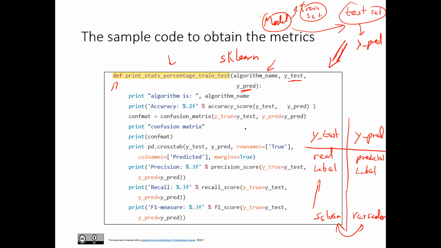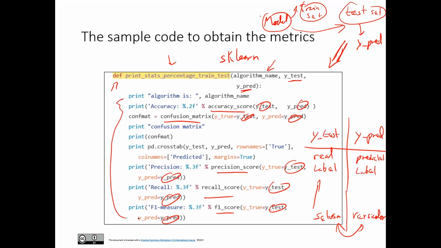Then after that, don't worry about the code so much right now, but you can see we have a few print statements. The standard approach is that we call a module called accuracy score, or a module called confusion matrix, or a module called precision, recall, and F1 measure. The inputs to them are always Y test, Y pred. We feed them into this equation, and it gives us our metrics.